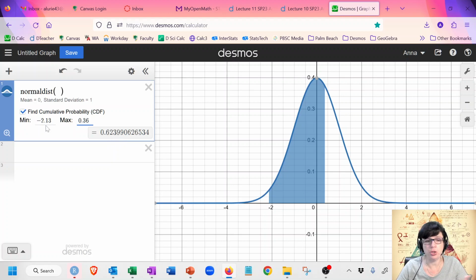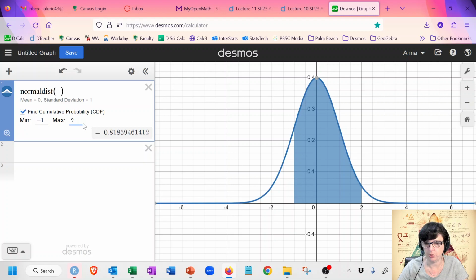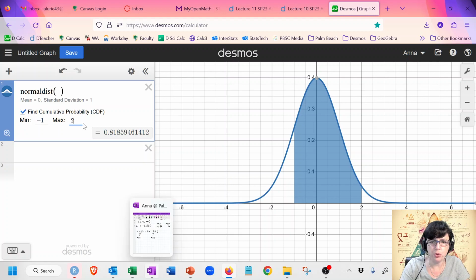If they change it and give you different numbers, let's say negative 1 to positive 2 or something like that, we'll just change the numbers right there, and that's going to give you the answer. So I think with the between probability, nobody usually makes any mistakes. It's usually the left and the right part that people don't understand.